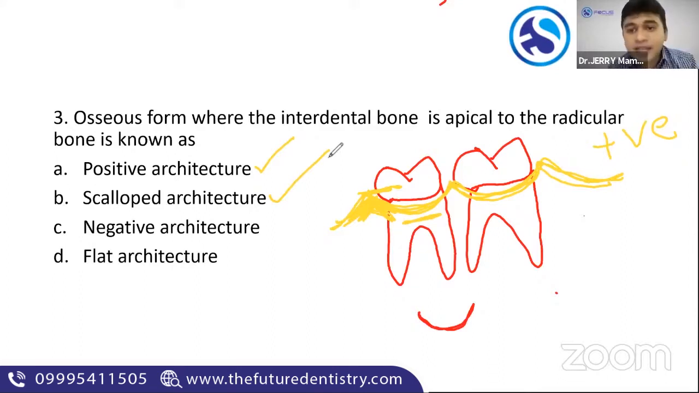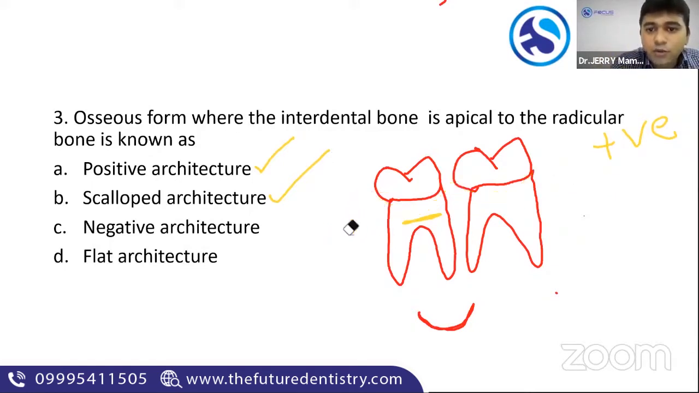Now, in some cases, due to bone resorption occurring in this interdental area. Okay. Let me take off the positive architecture now. And let's bring back a flat architecture. So flat architecture will be somewhat like this. That means the interdental bone and the facial bone will be at the same level.